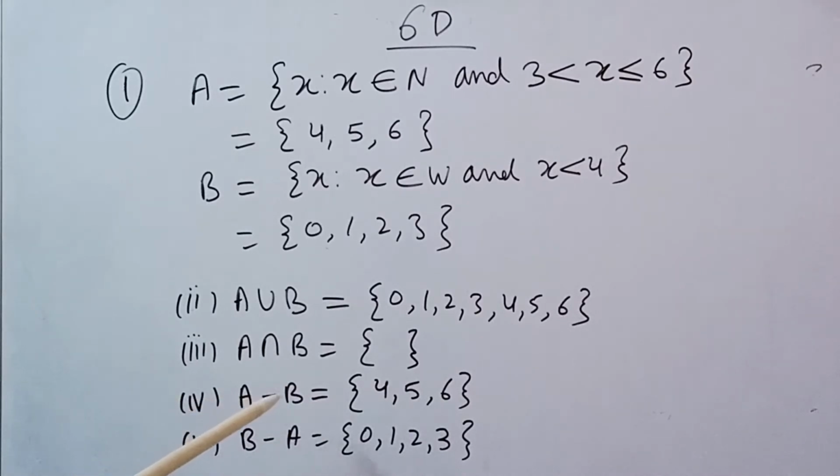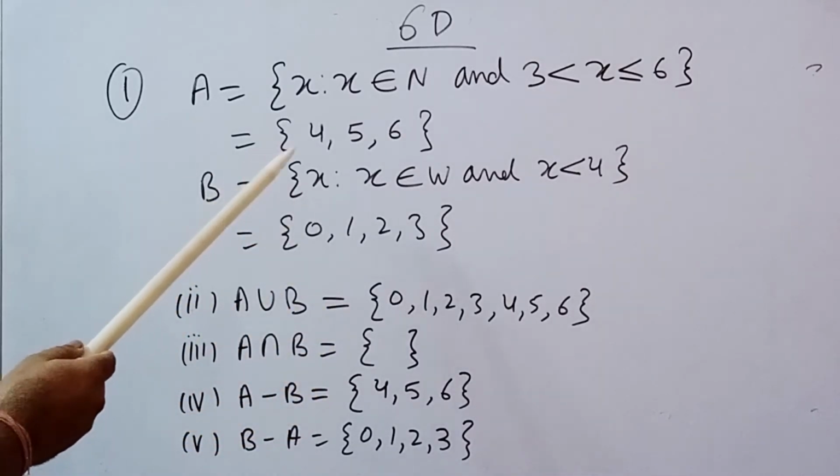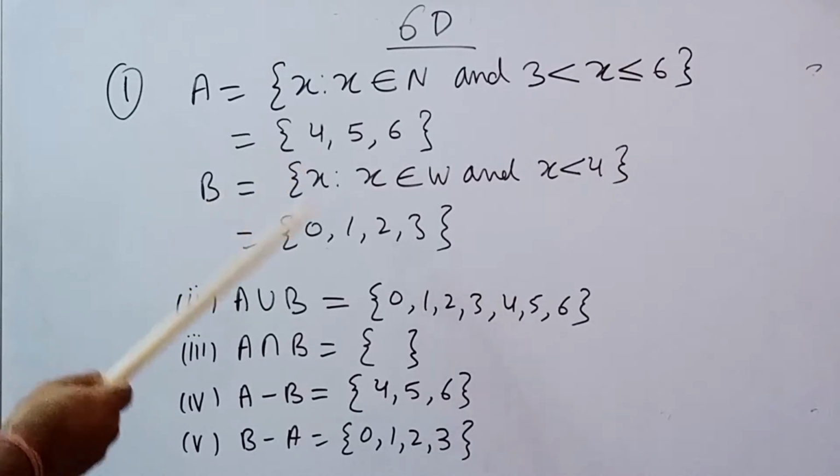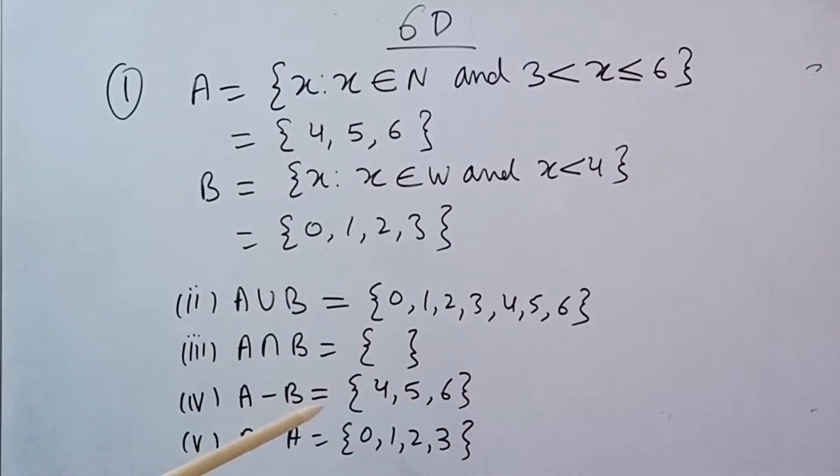Fourth, A minus B, that means the elements that are in A but not in B. So here we have 4, 5, 6 that are not in B. So A minus B equal to 4, 5, 6. Fifth, B minus A, that means the elements that are in B but not in A. So 0, 1, 2, 3, 4, all the elements that are in B but not in A. So B minus A is that.